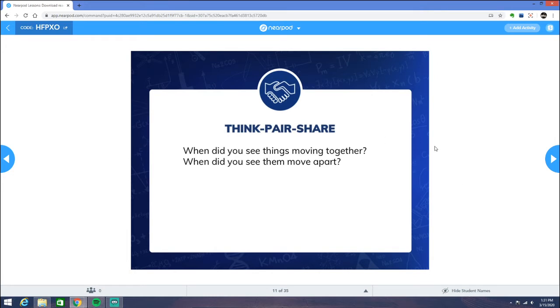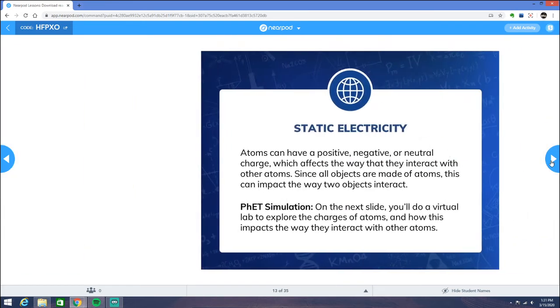Also in this pair share, maybe write this stuff down, any questions that you may have. When did you see things moving? When did you see them move apart? Watch that video. You'll be able to answer those questions.